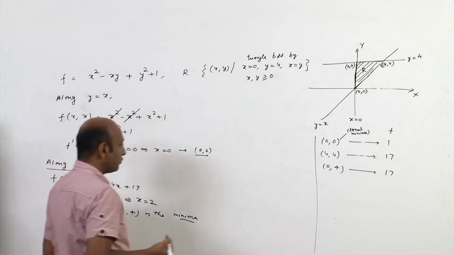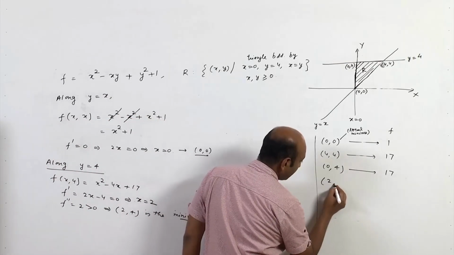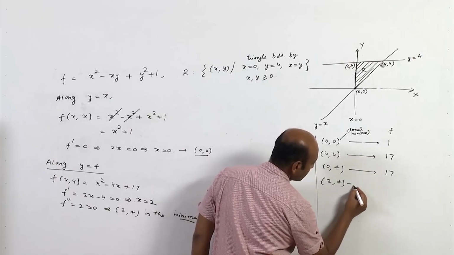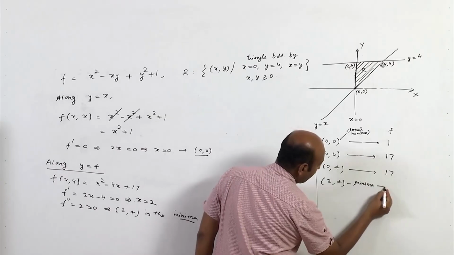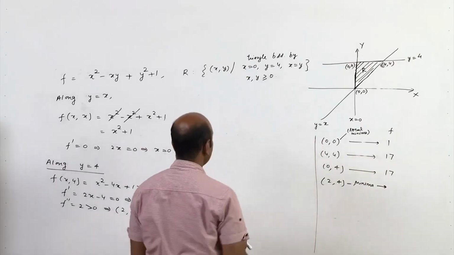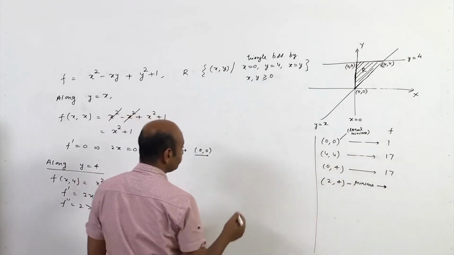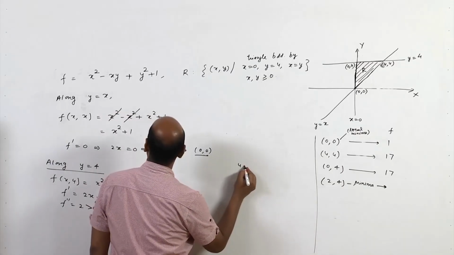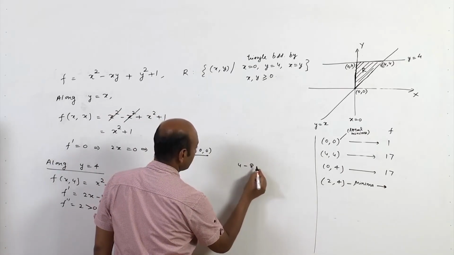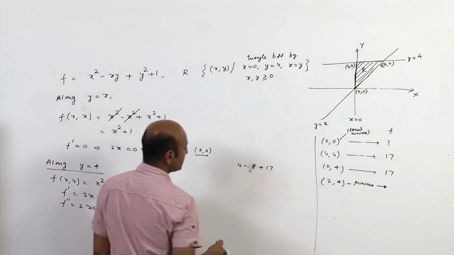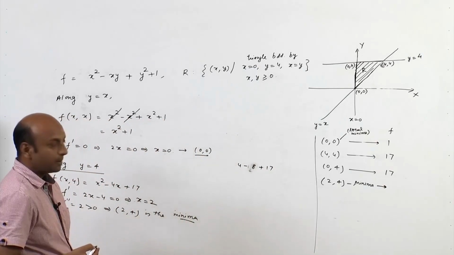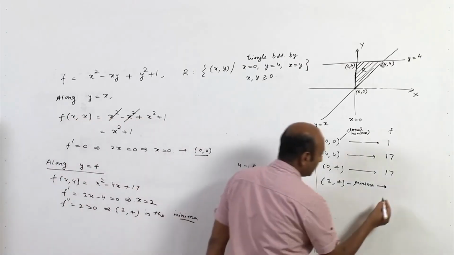Okay. So, you have to check, you have to find the value of the function at this point also. This is the point of local minima, and at this point the value of the function will be 4 minus 8 plus 16 plus 1, 17. So, it is minus 4, 13. It is 13.